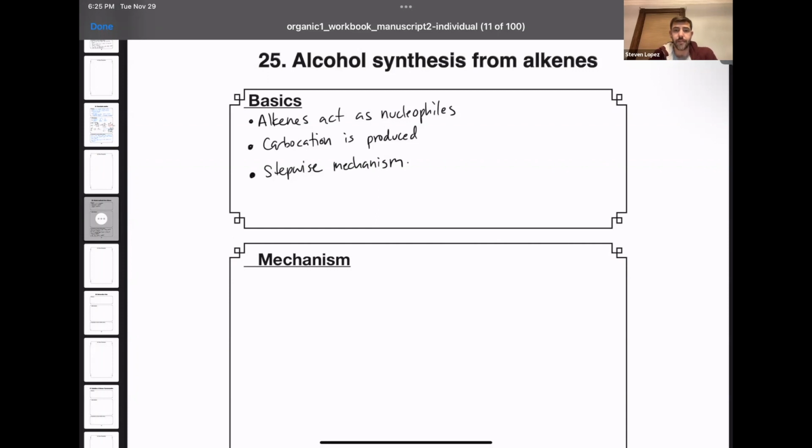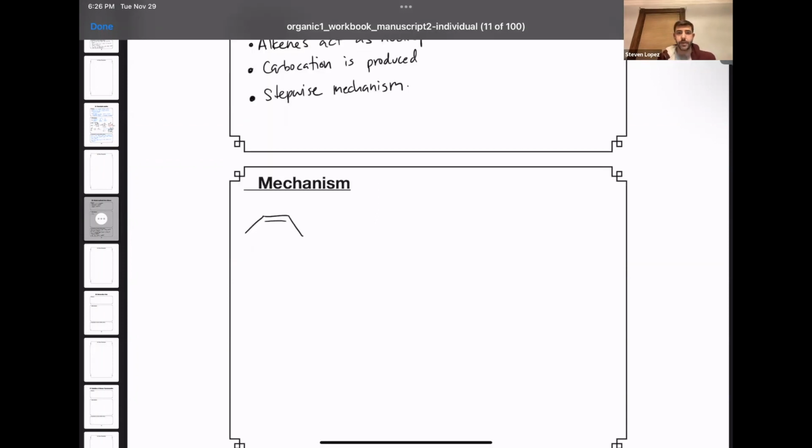where that reactive intermediate is a carbocation. So suppose you had the reaction of cis-2-butene in the presence of hydronium, H3O+, and H2O. The product that results from this reaction would be an alcohol. We know it's an alcohol because of the OH group.